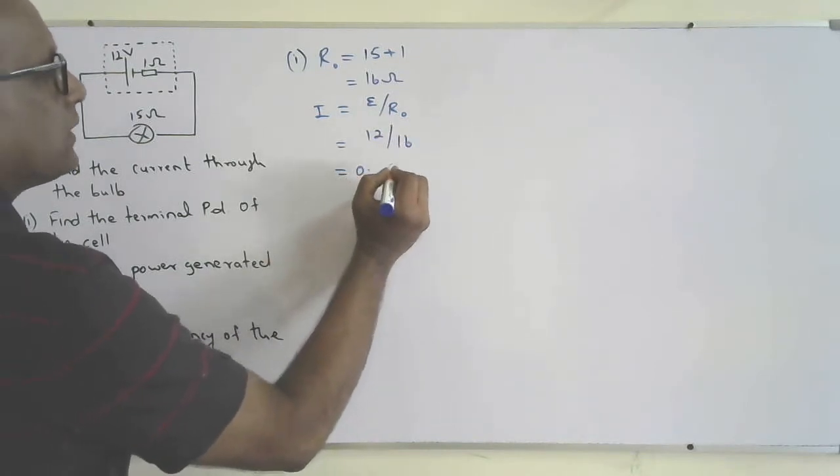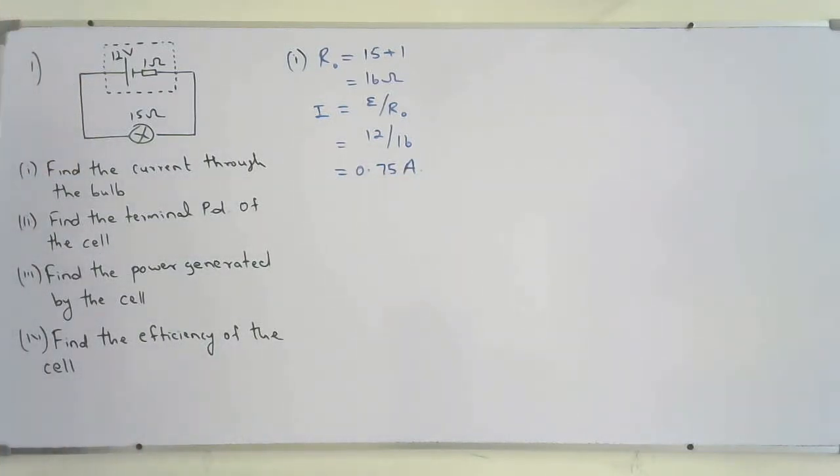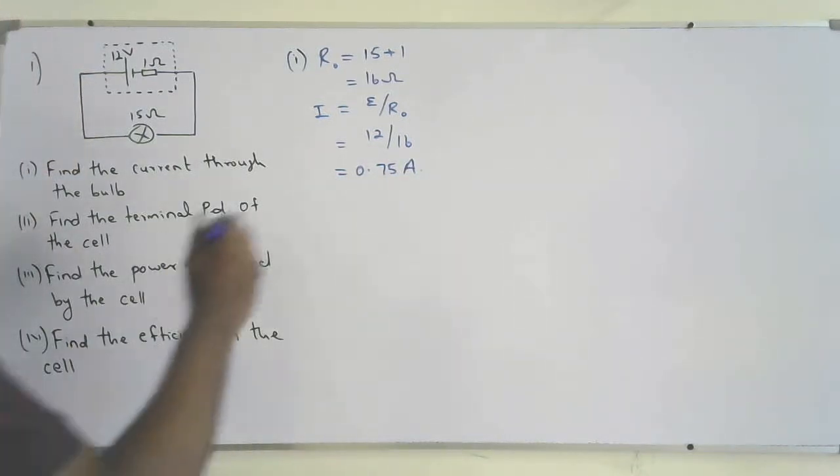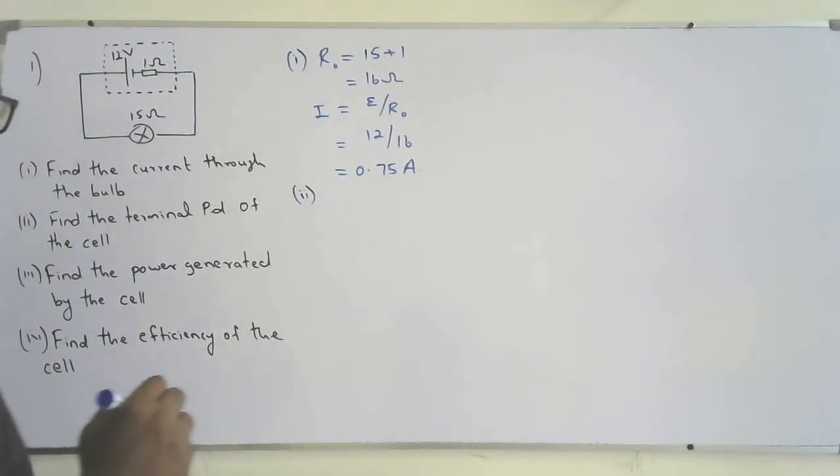So current I is equal to EMF over total resistance, that will be 12 over 16. So 0.75 amperes. Okay, second part. Find the terminal potential difference of the cell.